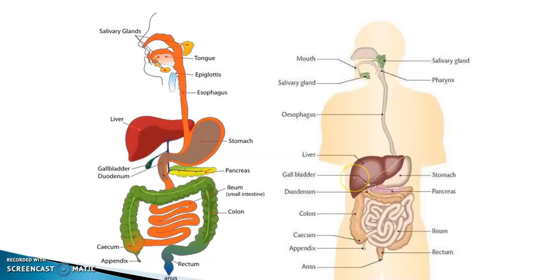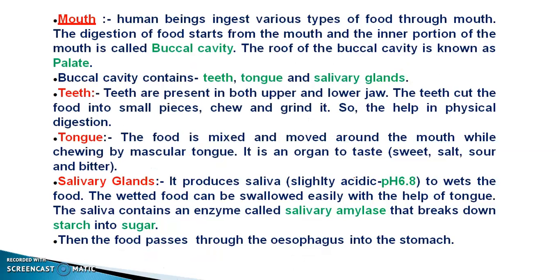Now I will explain how the human being digests the food material. What is the human digestive system? Here I am showing you the positions of the different organs in our digestive system and the associated glands. Now move to the next part, the mouth.